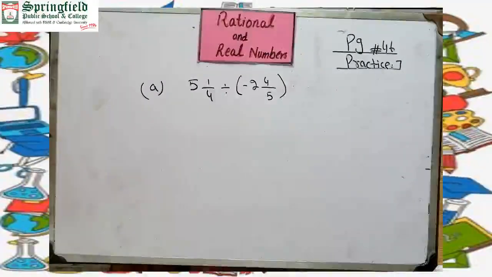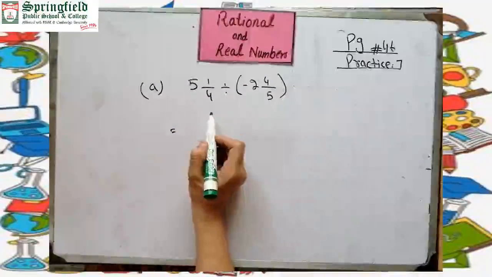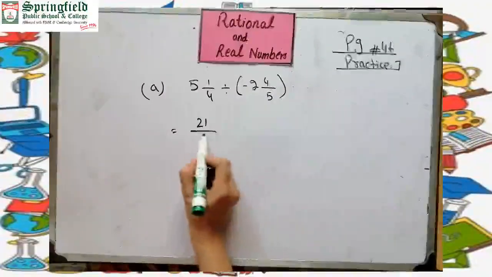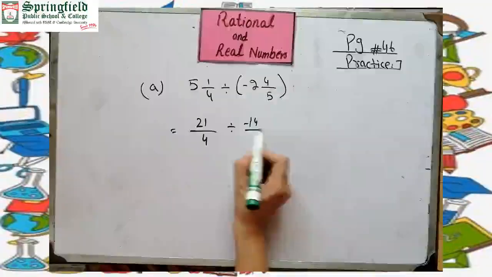So how can we do this question? First we will convert the mixed number into fraction form. 5 4s are 20 and 1, so 21 divided by 4. Divided by minus 14 by 5, since 2 5s are 10 and 4.